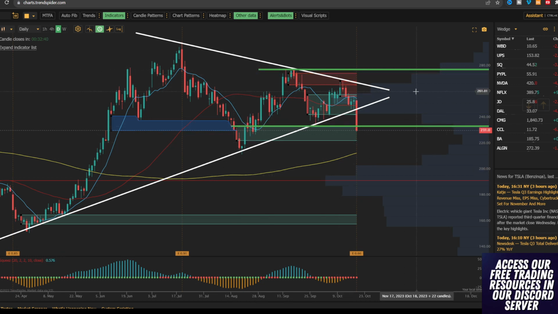I wouldn't be surprised if we push back up and test 240. I don't think that we're going to instantly drain down to 213, but I have my puts in place as of now, and we're just going to play with what the market gives us.